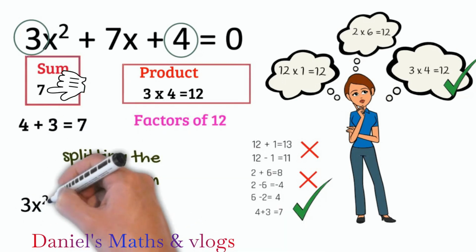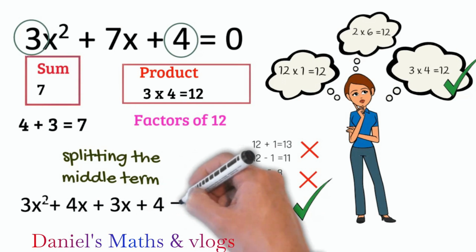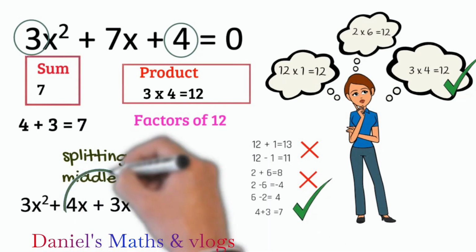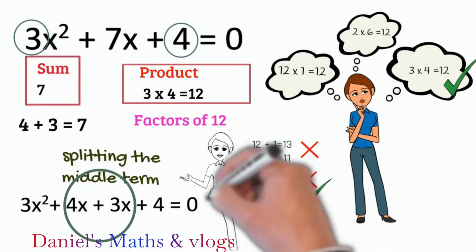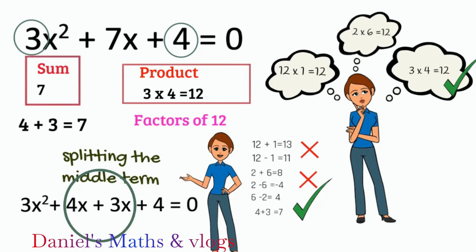Now we can split the middle term, 7x, as 4x plus 3x. So 3x squared plus 4x plus 3x plus 4 equals 0. I repeat, getting the product: multiply the coefficient of x squared and the constant.